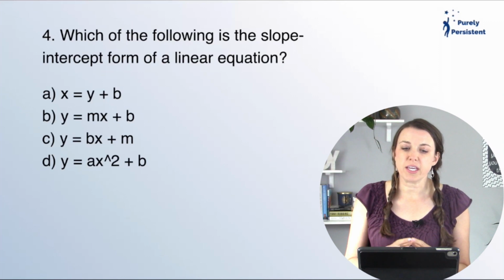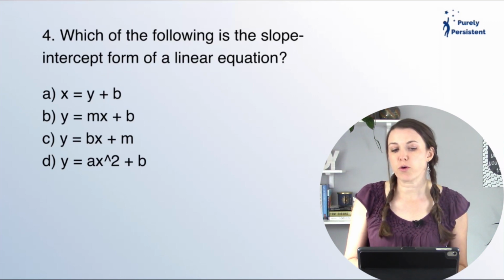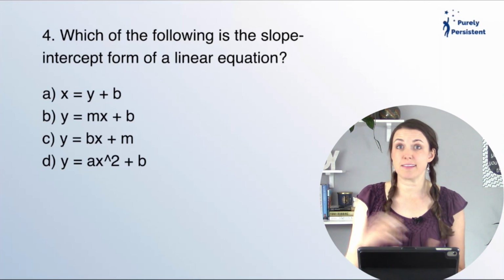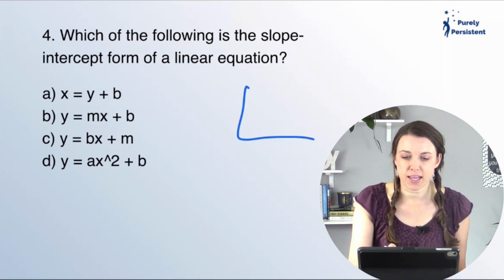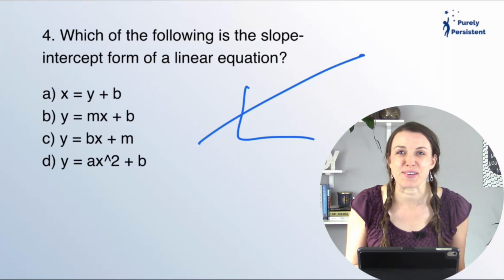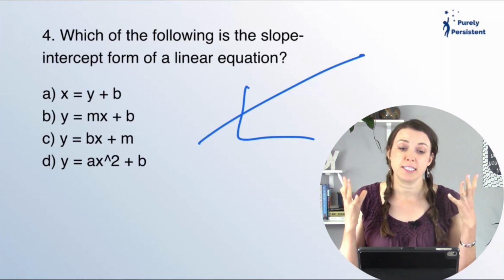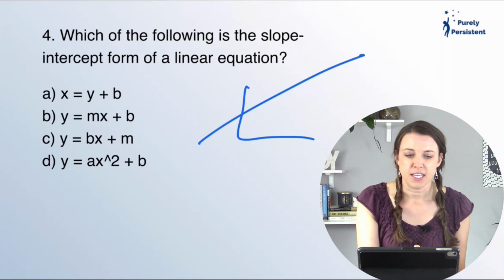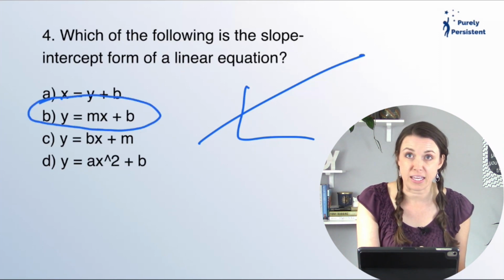Which of the following is the slope-intercept form of a linear equation? Okay, so linear just means line, right? We're looking at like a line that's maybe like that or something, okay? Just a plain line. This is something that you're going to want to remember, okay? The answer here is B.